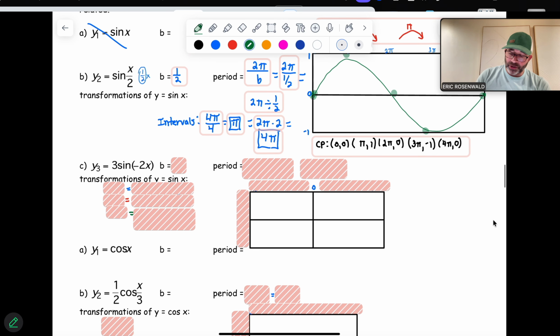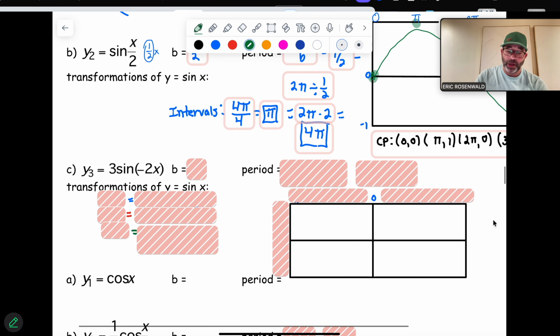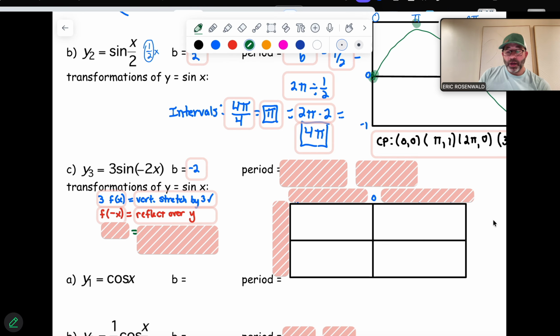All right, let's go on and try another one. This one's going to be a little tougher because this has 3 transformations taking place in this, okay? The b value in this is negative 2. Now let's talk about the transformations we should see. We have 3 times f of x, which means that we're going to have a vertical stretch by 3. We have f of negative x, which means that the graph is going to take the opposite x value, which is going to take my graph and reflect it over the y-axis. We have f of 2x, which means the 2x is going to cause a horizontal shrink by 1/2.